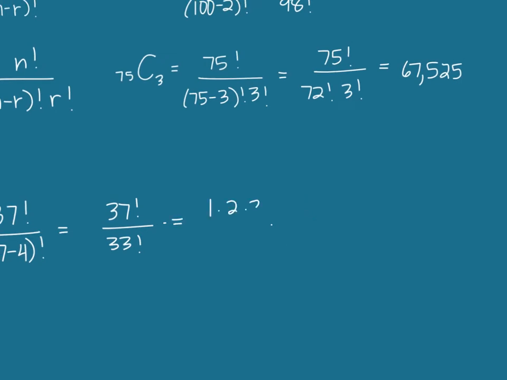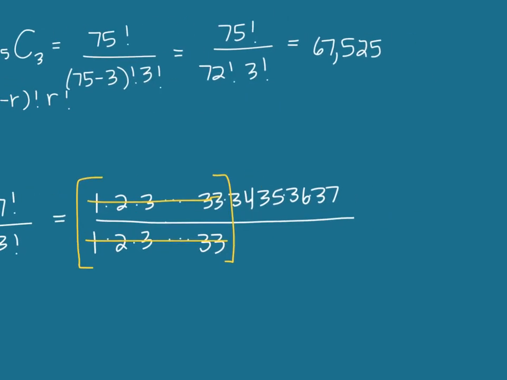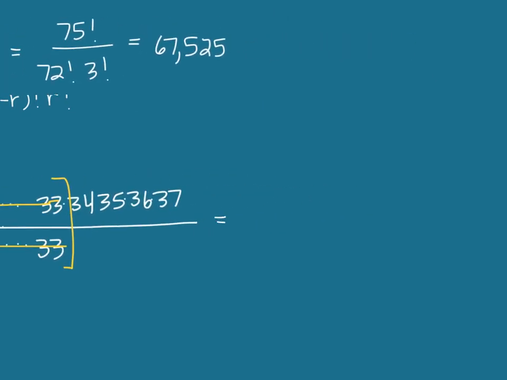And the numerator would be 1, 2, 3, dot, dot, dot, end with 37, 36, 35, 34, 33. And then the denominator would be 1, 2, 3, and it would end with 33. And so the first 33 numbers are going to reduce each other. Okay, 1 through 33 will reduce this 1 through 33, and I'm left with a numerator that's longer. So 34, 35, 36, and 37 all multiplied together, which is 1,585,080.